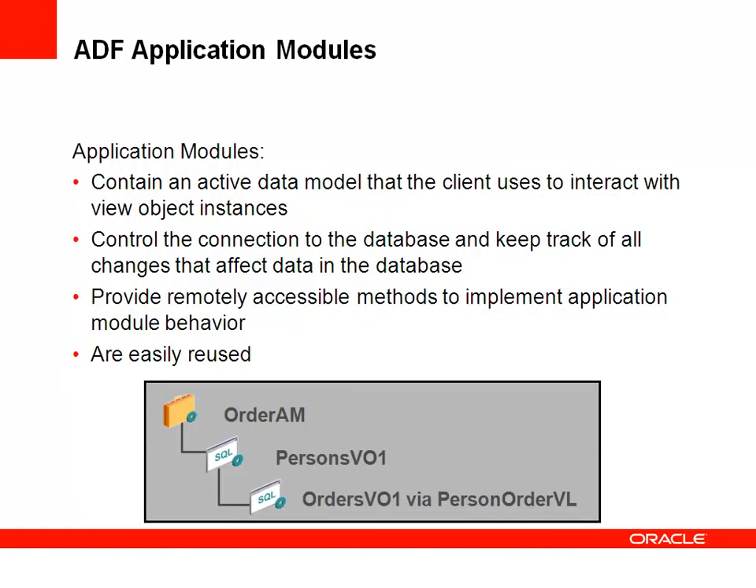The application module is responsible for defining the data model that is going to be exposed for the developers who are going to use your business services. The application module also controls the connection to the database as well as tracking the transaction state. The application module can provide, in addition, remote accessible methods, service methods that can do specific operations on your data. Application modules can be reused across multiple applications, and application modules can also be nested to create more complex data models.